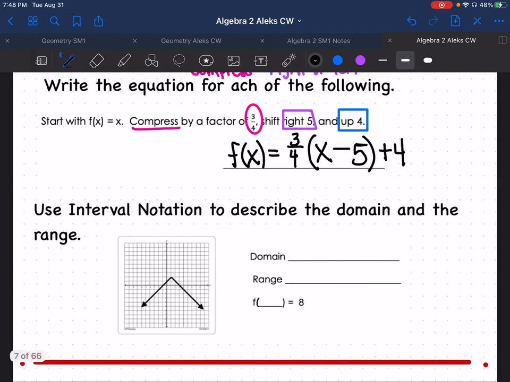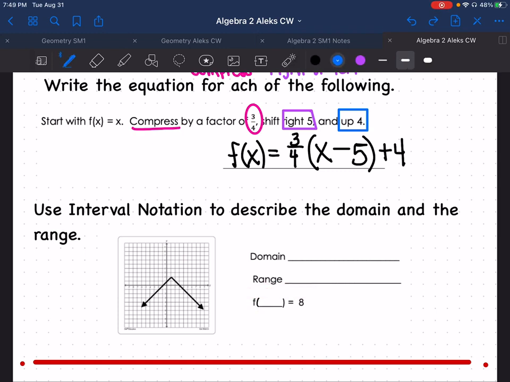The next couple of questions, there's going to be two of them that are going to ask you to use interval notation to describe the domain and range of the given graph. We are also going to ask you to evaluate the graph. We're also going to ask you to evaluate the graph. Let's go ahead and go over domain and range.